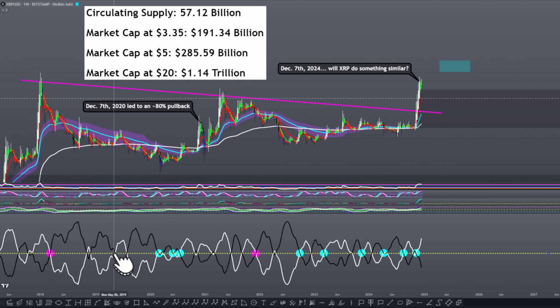We have 2, then we have 3, and then even 3 for XRP, because XRP, because it was in a multi-year legal battle with the SEC, its price was just suppressed for many reasons.